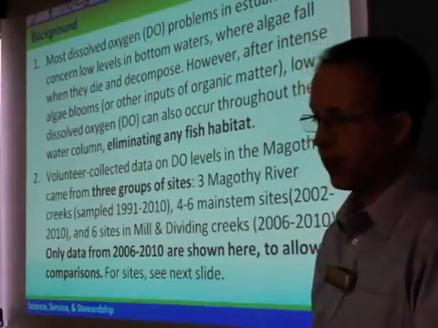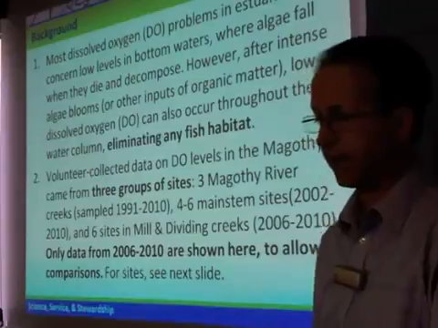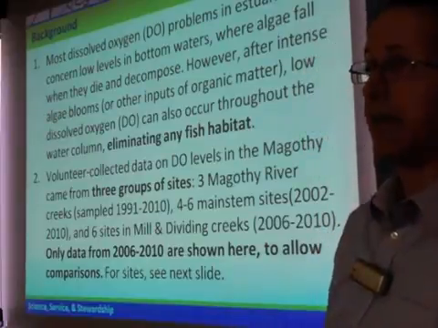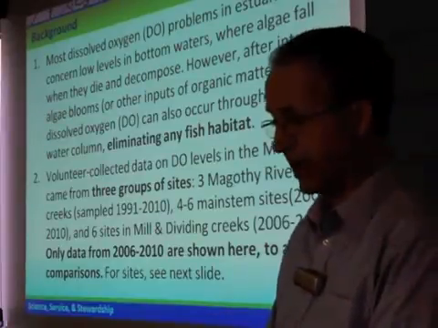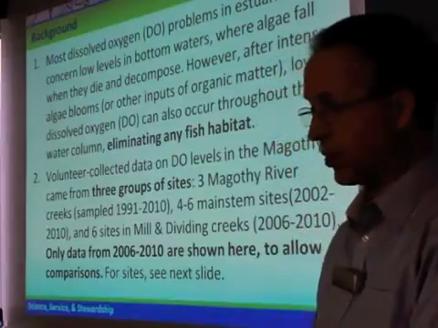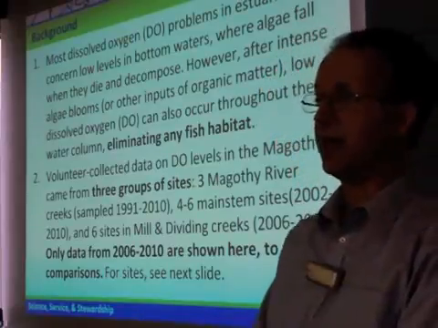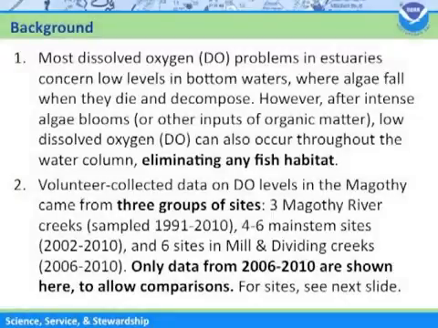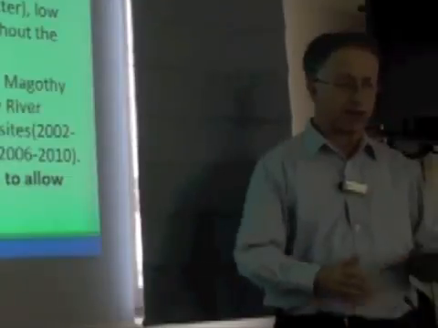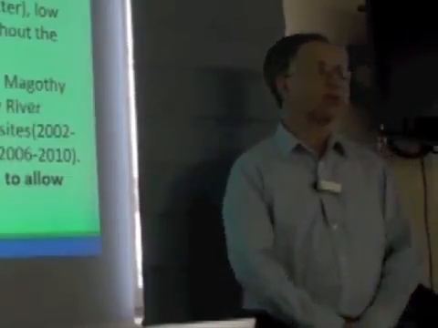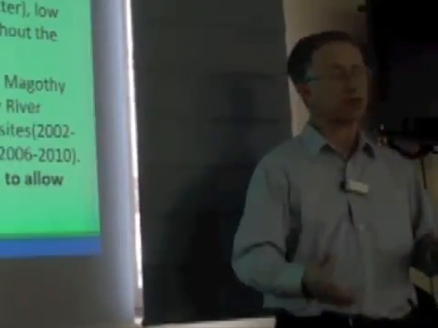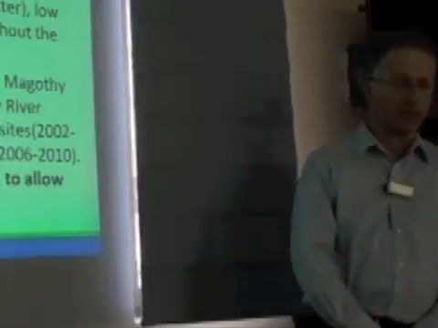So I'm going to talk about volunteer collected data from the Magothy from three groups of sites. Three of these are sites that I've sampled. Two of them are creeks near my house. I started in 1991. There are 4 to 6 main stem sites that have been sampled since 2002. And then the 6 sites on Mill and Dividing Creeks where sampling started in 2006. In order to compare the data, I'm only going to show data from 2006 to 2010. That gives us 5 years of data.